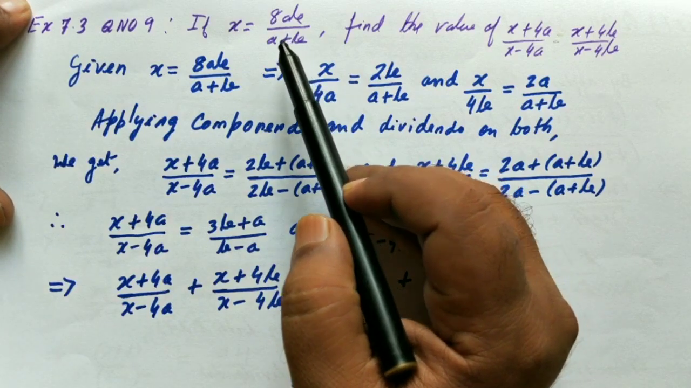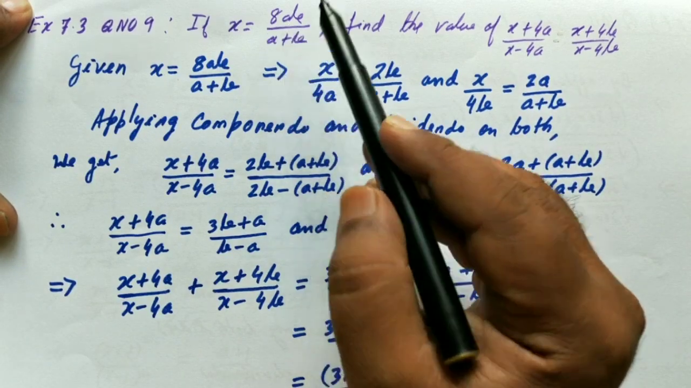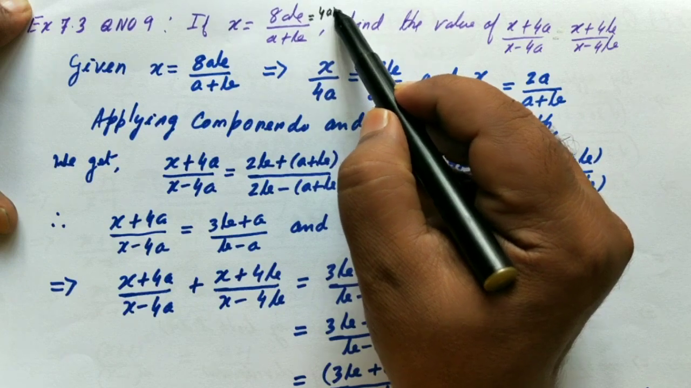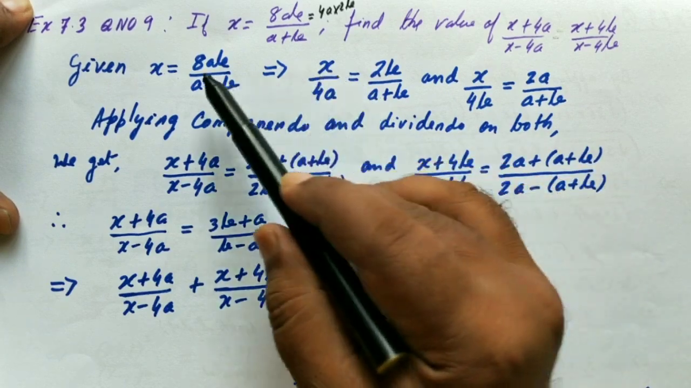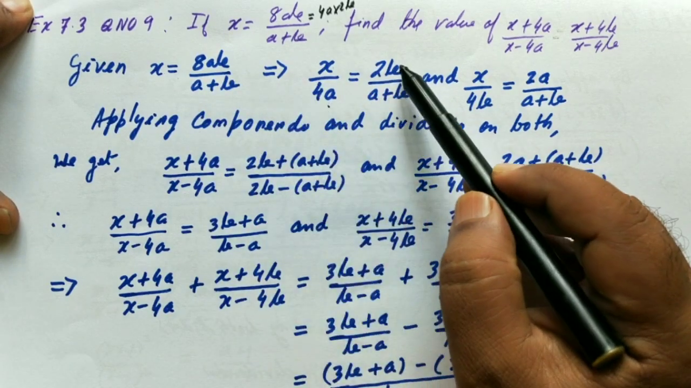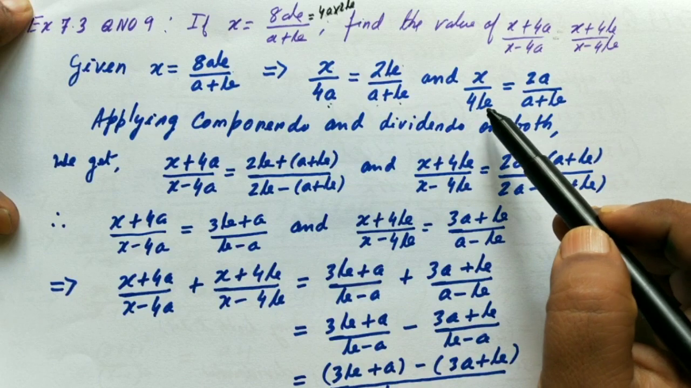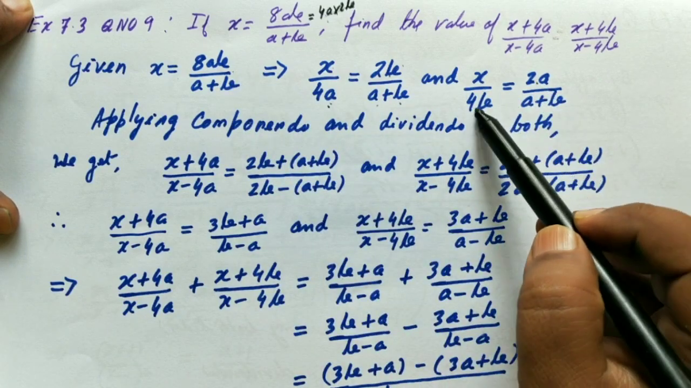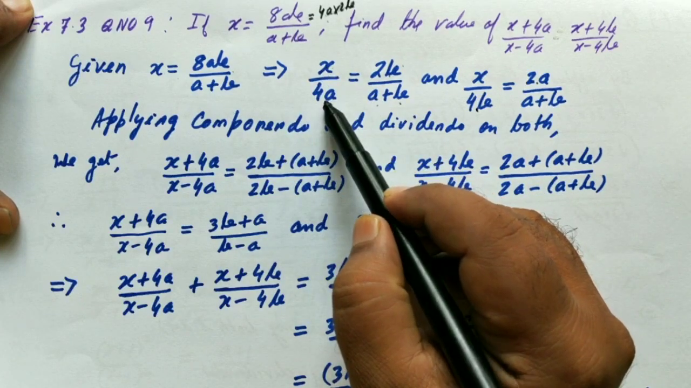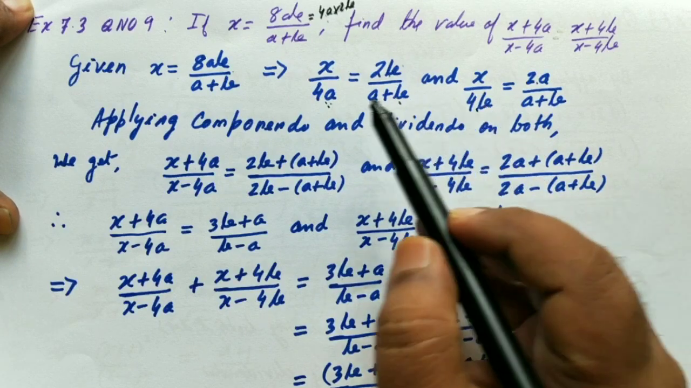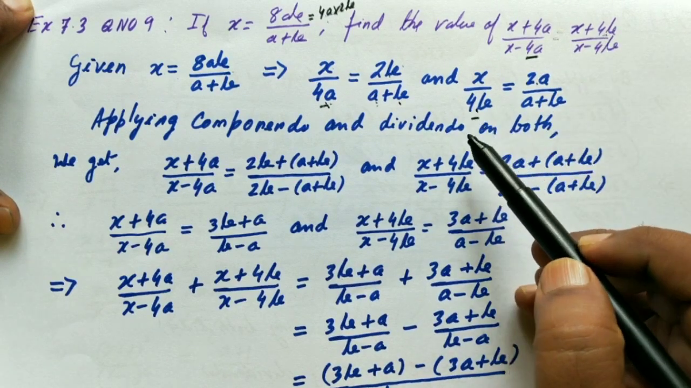In the assignment also, one problem I have solved this way. I have to find the value of this. So 8ab is equal to 4a into 2b. So if I bring 4a here, x by 4a, I get 2b by a plus b, because 4a into 2b is 8ab, right? Similarly, 2a into 4b is 8ab. So here x by 4a, I bring it down, 2b by a plus b, and because 4a is here, 4a I am taking it down here, 4b is here, I am bringing 4b down here.